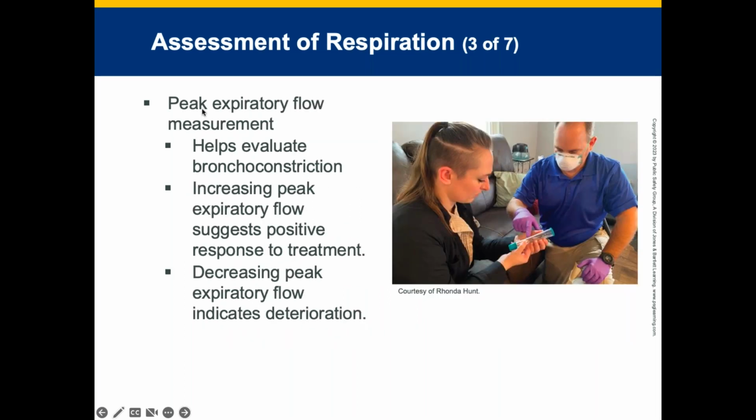All right. So peak expiratory flow measurement, okay, helps prevent bronchial constriction. Right? You'll see this kind of stuff with patients coming out of hospitals that came out with like pneumonia, things like that, or any kind of respiratory type surgery. Maybe put on these peak flow measurements to kind of help with that. So increasing peak expiratory flow suggests that the patient is responding to treatment.